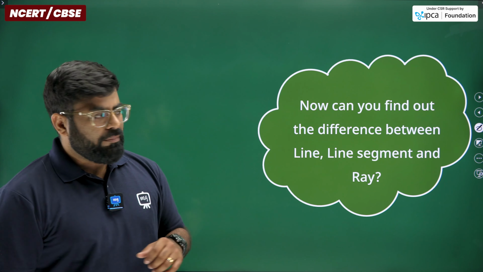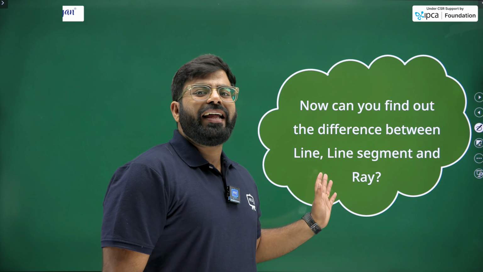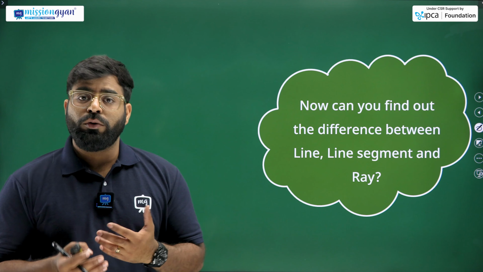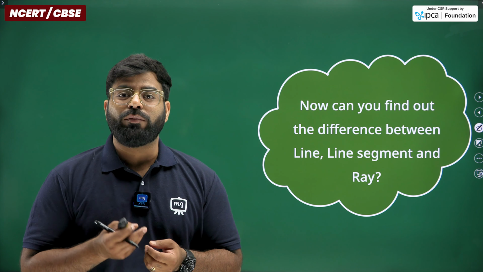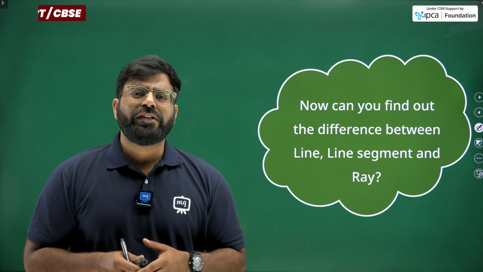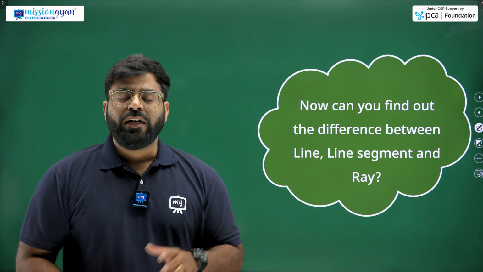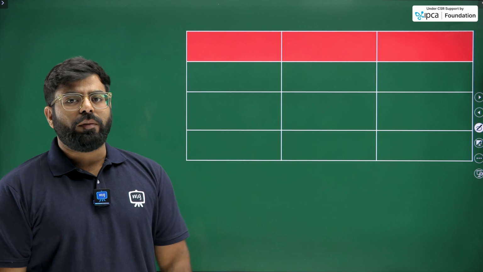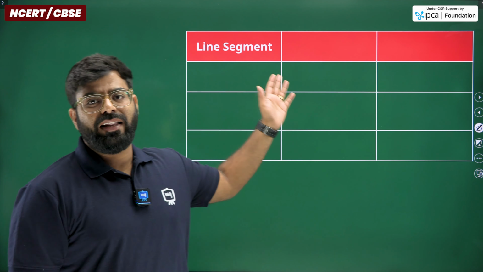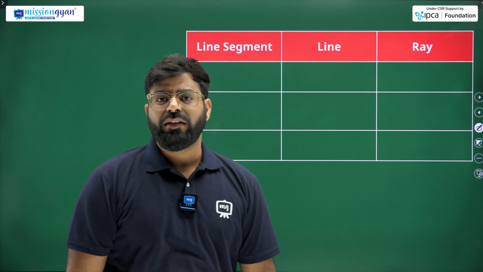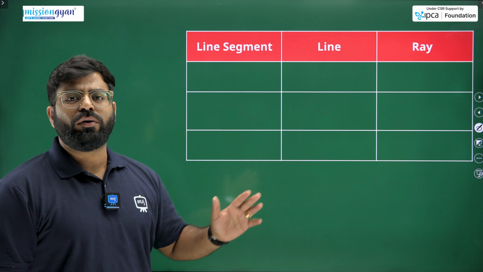So now tell me, can you differentiate between line segment and ray? Now you know what is line segment and what is ray. So we can easily differentiate between all the three figures. So let's start with a tabular form. We will take line segment, line and ray. Is that clear? And we will see individually about these figures.